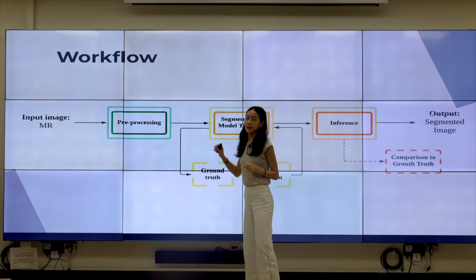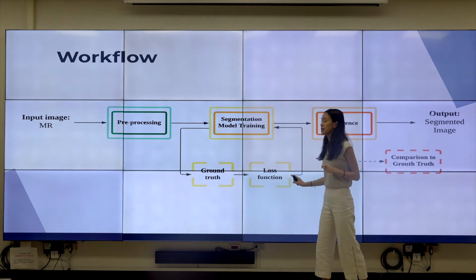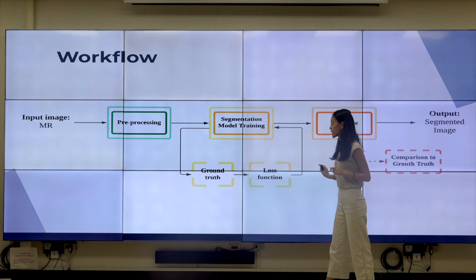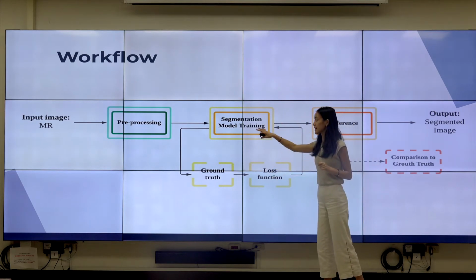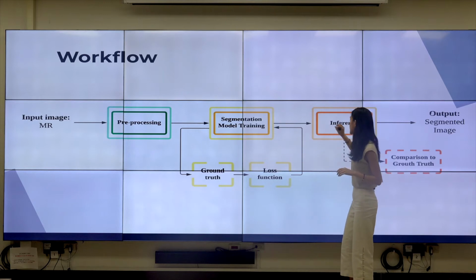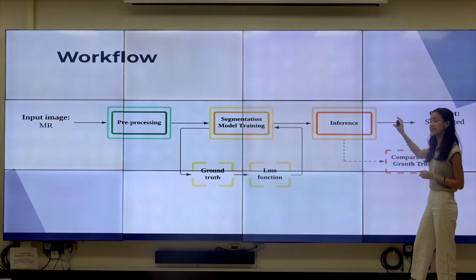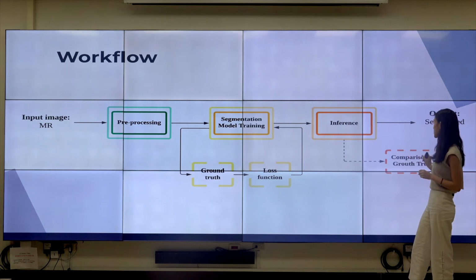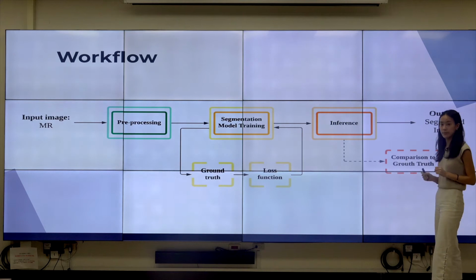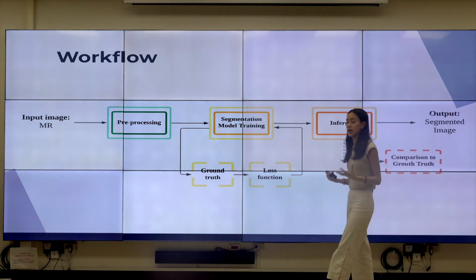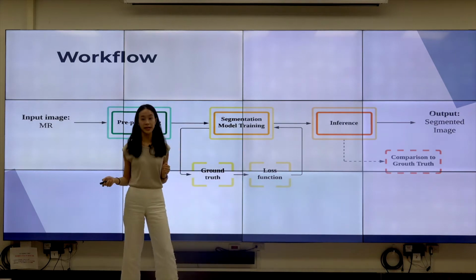It goes through a pre-processing process that we're going to be talking about, and then it goes into the segmentation model training process where you're going to be finding the ground truth and the loss function by inputting these, and then training out a model that would be spitting out for inference. And this is where we would put our test data into it to be able to get, and compare it with the ground truth, to be able to get our segmented image as well as our loss function, which we will be going into deeper in this lecture.